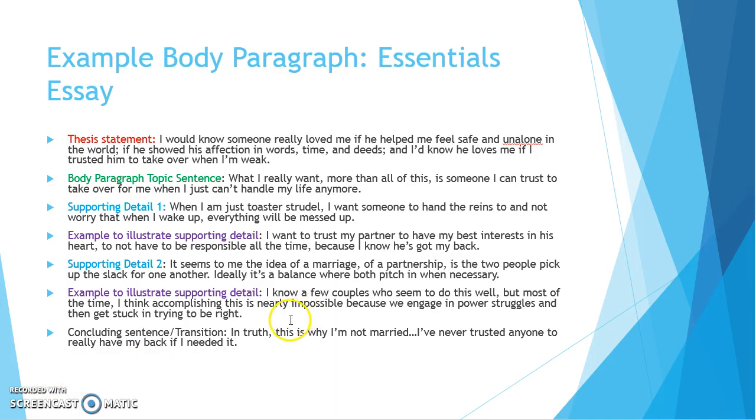So here's an example body paragraph for my essentials essay. This was the original thesis statement. You notice how I'm color coding these things. My thesis statement for my essentials essay is: I would know someone really loved me if he helped me feel safe and unalone in the world, if he showed his affection in words, times, and deeds, and I'd know he loves me if I trusted him to take over when I'm weak.